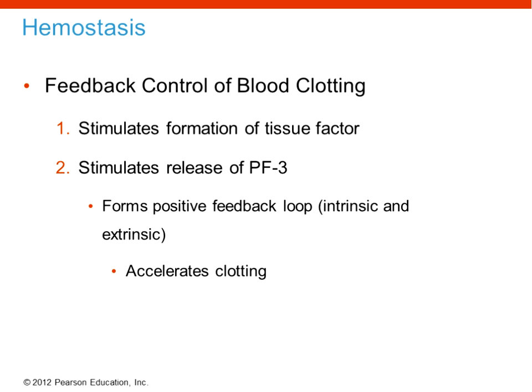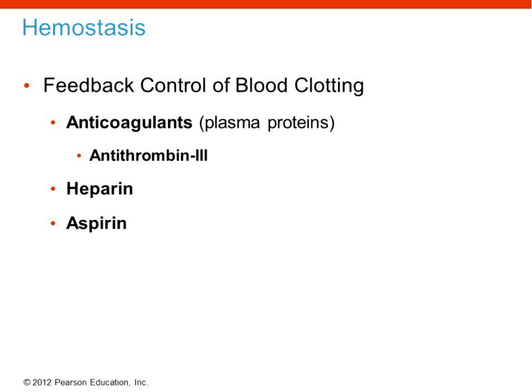So, feedback control of blood clotting. It stimulates the formation of tissue factors, and we've already established before that blood clotting is a positive feedback loop. What we mean by that is that as the platelets and the endothelial cells release more chemicals, and those chemicals are part of the intrinsic and the extrinsic pathway, it's going to call for more platelets to come to that area and more of these chemicals to be released. And all this positive feedback does is accelerate the clotting.